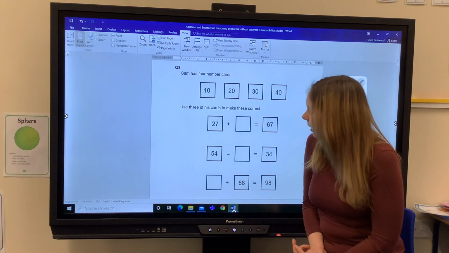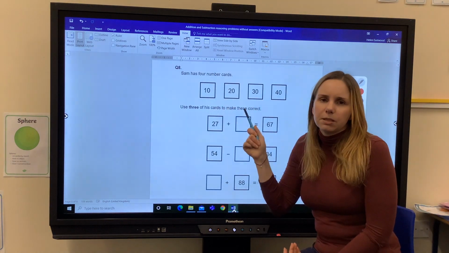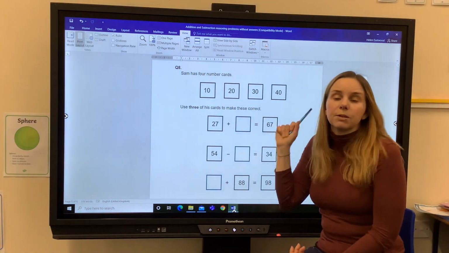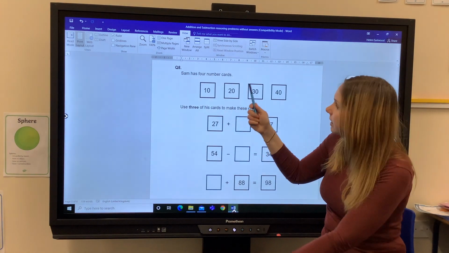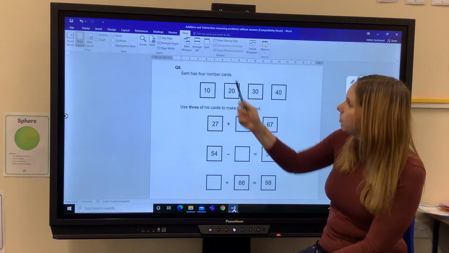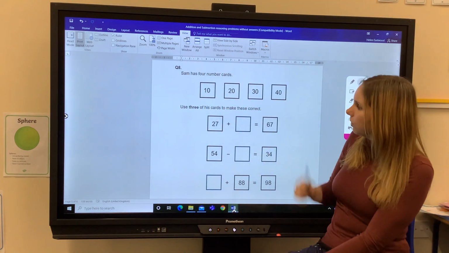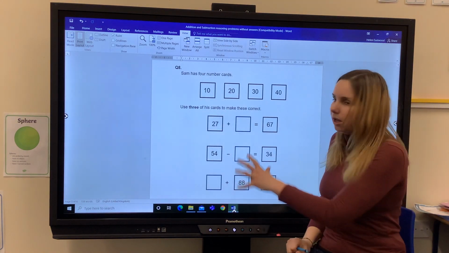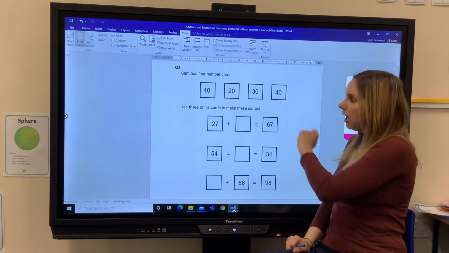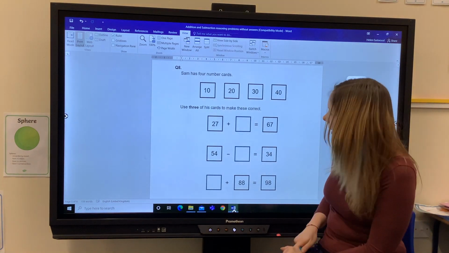Question 8. These ones catch us out quite a bit sometimes because we forget to use the numbers that we've been told. Sometimes we've just made numbers up, okay? We've been told that these are the numbers. So Sam has 4 number cards, 10, 20, 30, 40. Use 3 of his cards to make these correct, okay? So we can only use these cards and we need to use 3 of them to make them correct.